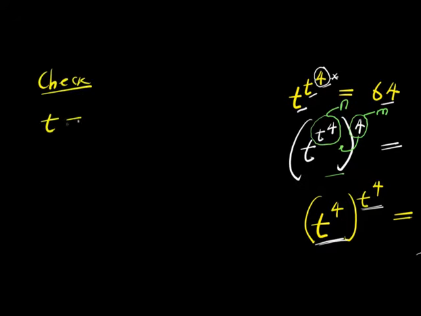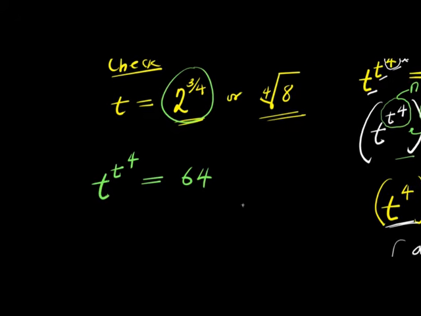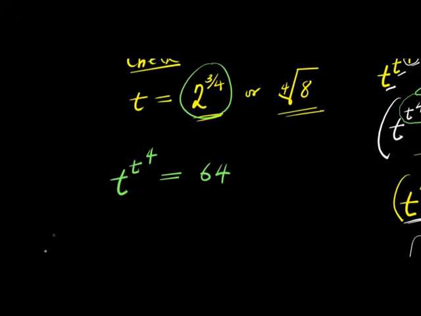My t remains 2 to the power of 3 over 4, or the fourth root of 8. Now this is what we are going to use to check. I have t to the power of 4 equals 64. This is my t. I need to insert it right here. So I'm going to have 2 to the power of 3 over 4, raised to the power of 4, equals 64.